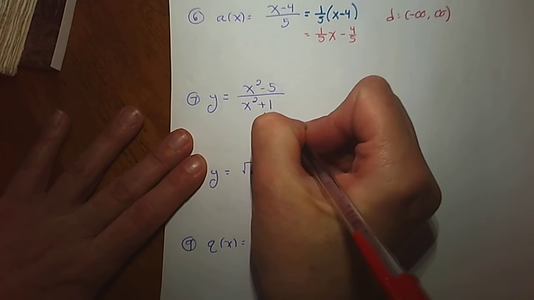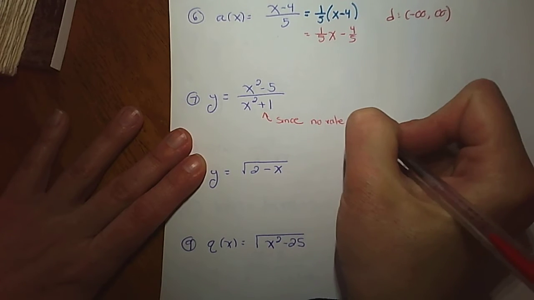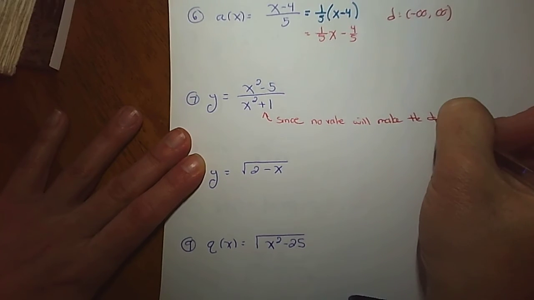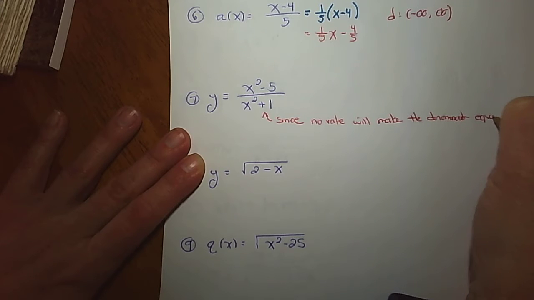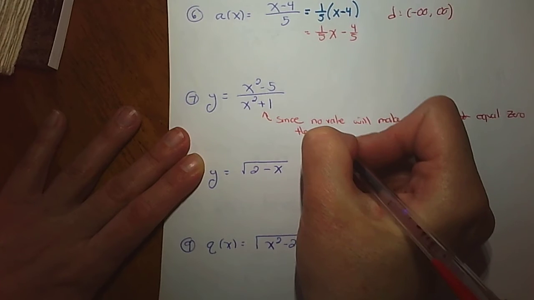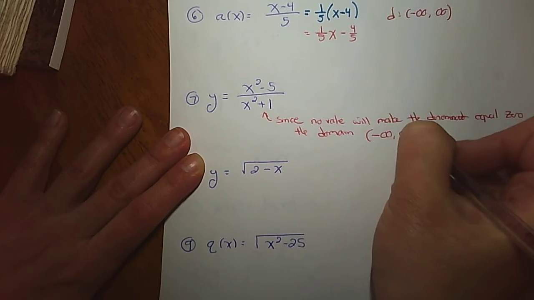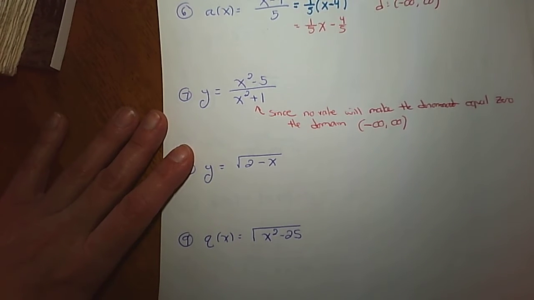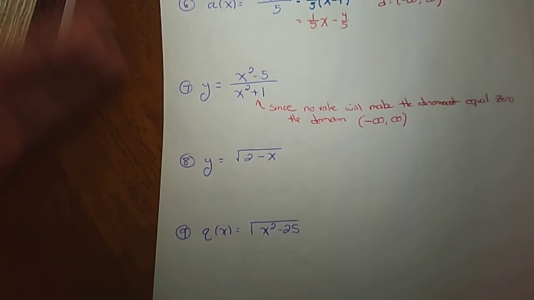So since no value will make the denominator equal 0, right? The domain is going to be all real numbers. Nothing can ruin this. Nothing can make a 0 in the denominator. So we're good. All right, so now we've talked about fractions.